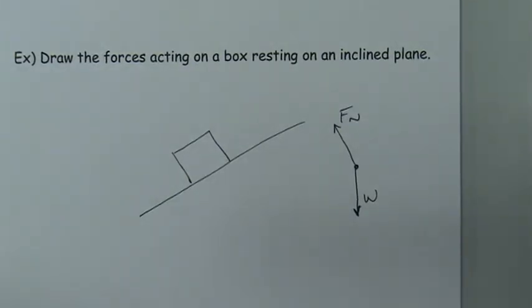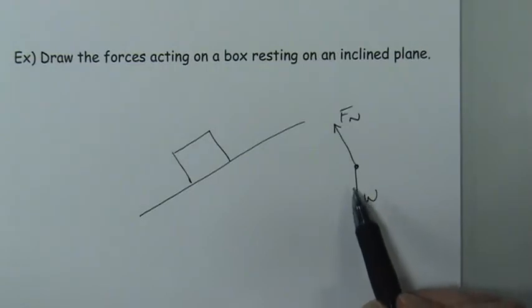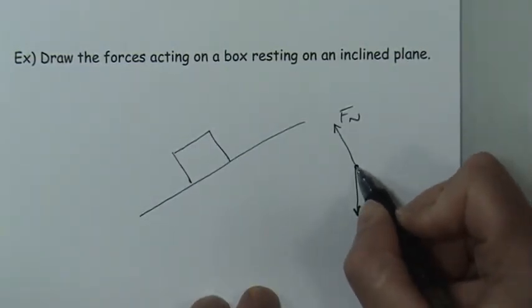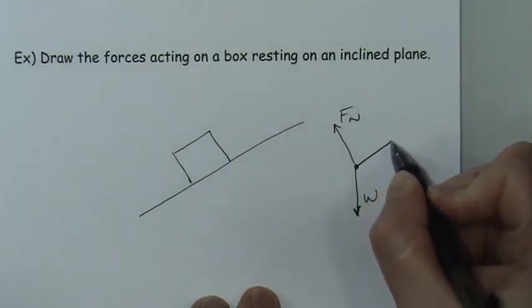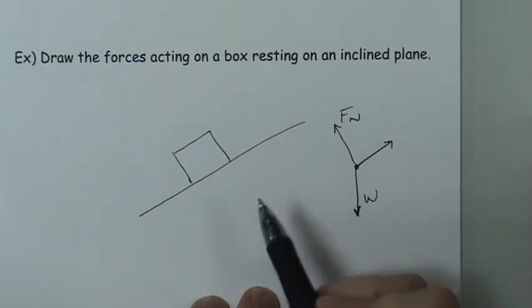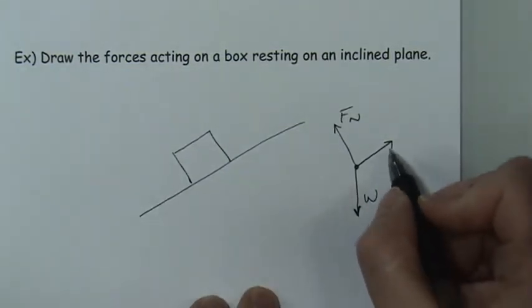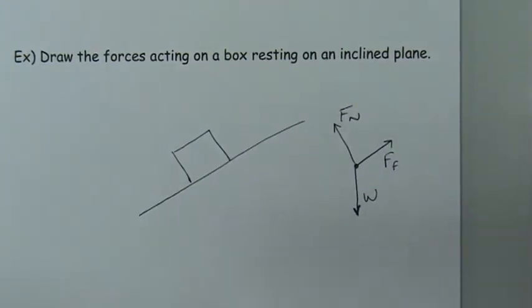There is only one other force that is acting on this object, and that is the force that is preventing it from sliding down the inclined plane. The weight of the object is trying to make it slide down the inclined plane, and that is the frictional force. Just to remind you, frictional force is always parallel to the surface and always opposes the motion or the intended motion, which in this case the intended motion is down and to the left. And that's it. Those are the only forces acting on it.